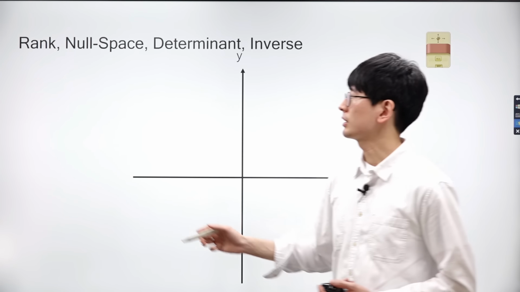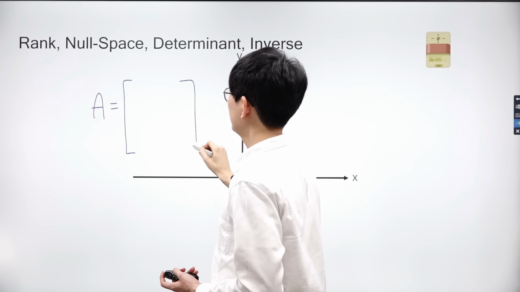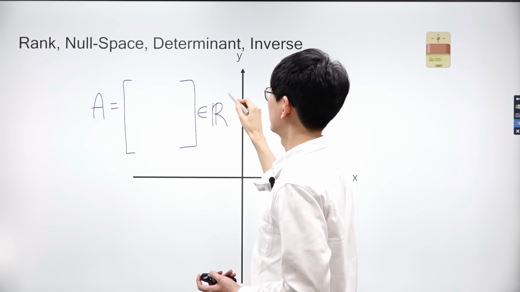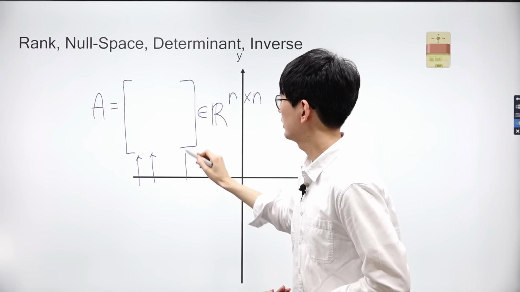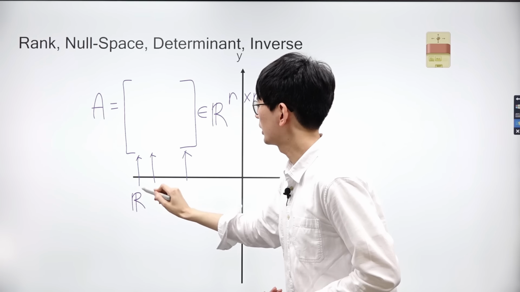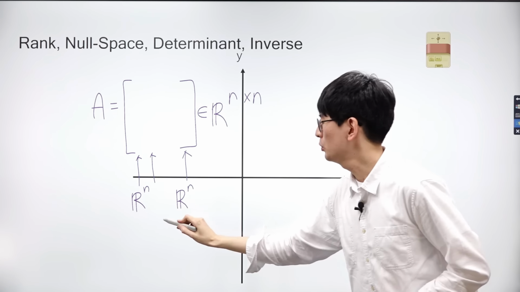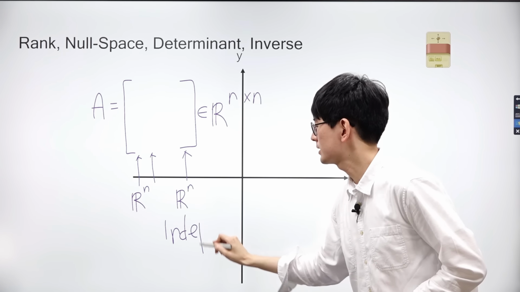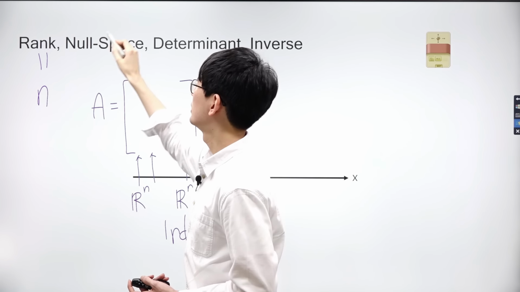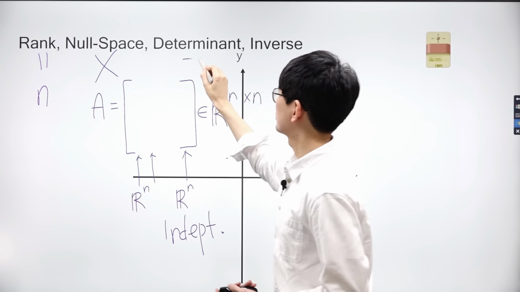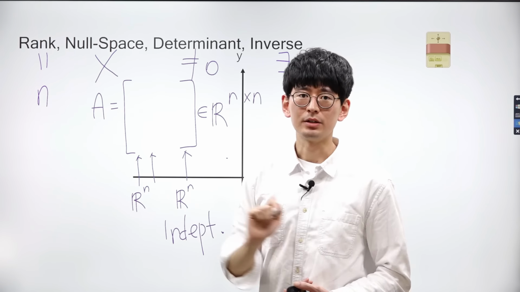Let's summarize the concept in linear algebra we've learned so far. Suppose we have an n by n matrix A. Then matrix A is composed of n vectors in Rn. If these n vectors within the matrix are linearly independent to each other, then the following properties naturally follow. The rank of the matrix is n. The null space does not exist. The determinant of the matrix is not 0. And lastly, the inverse of the matrix exists.